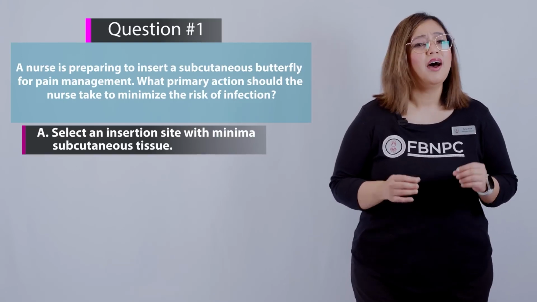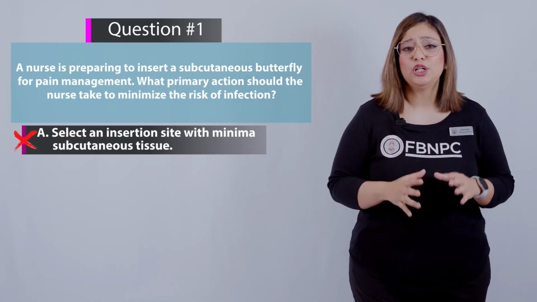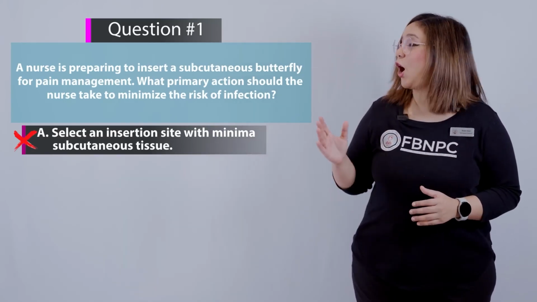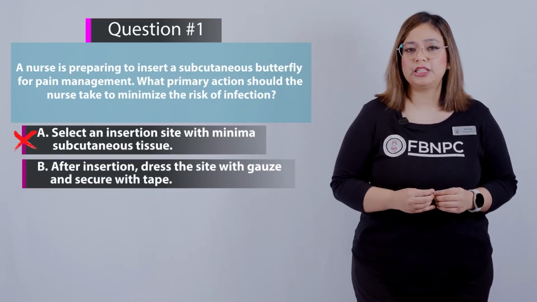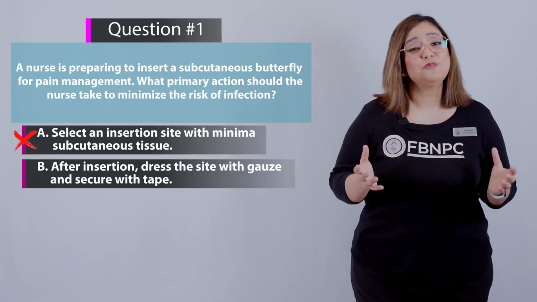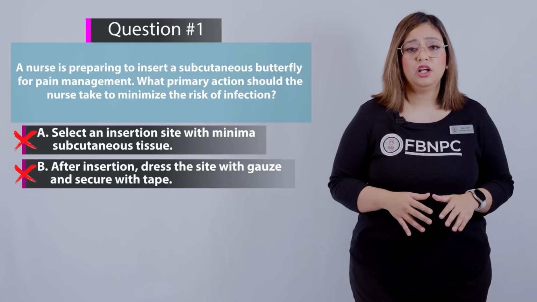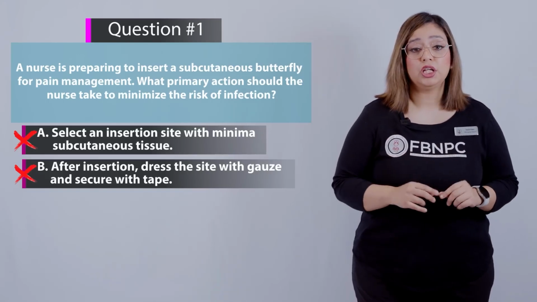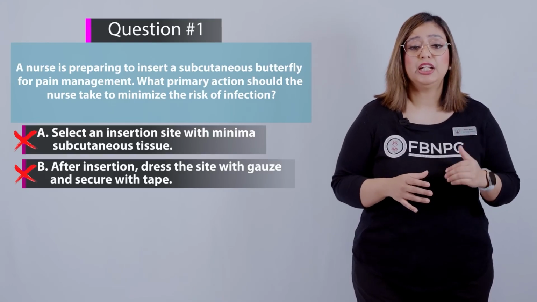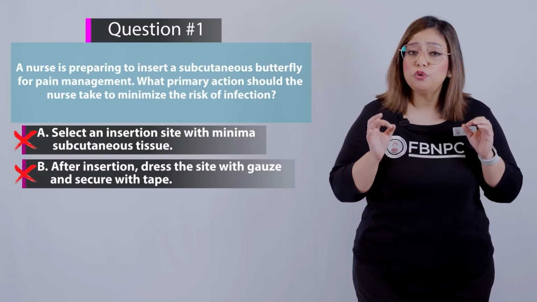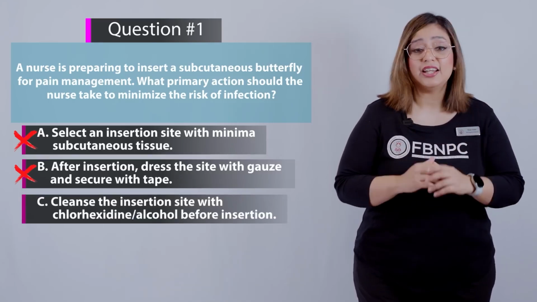What do you think? That is incorrect, because the action does not directly address the risk for infection. So that is not an option. Option B. After insertion, dress the site with gauze and secure it with tape. What do you think? That is unfortunately incorrect, because dressing the site with gauze will cover the insertion site, which could actually lead to infection not being detected early. A subcutaneous butterfly insertion site should be dressed with a transparent dressing to frequently assess the site for any sign of leakage or infection. So that is incorrect.